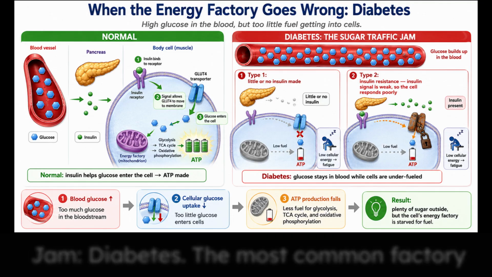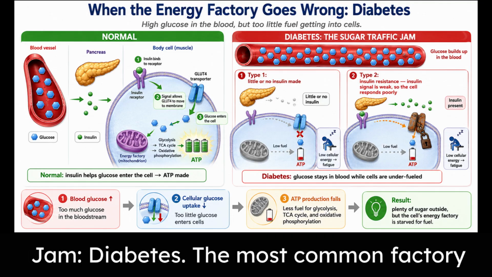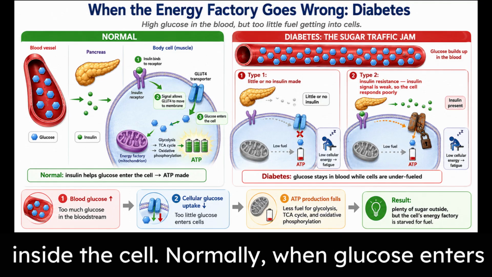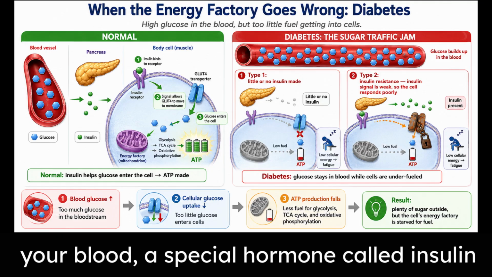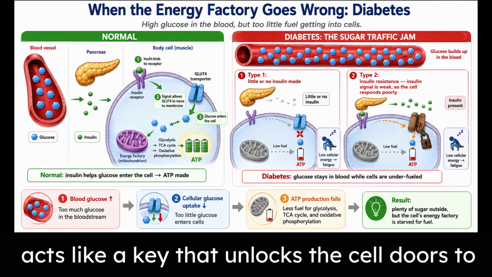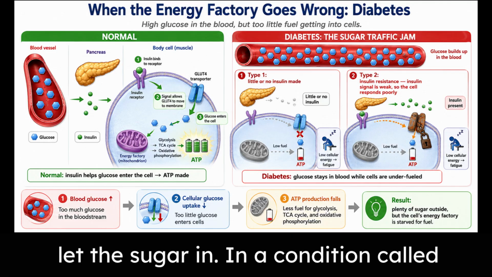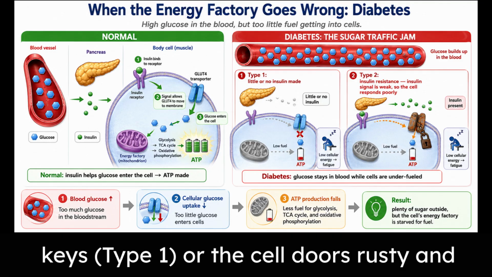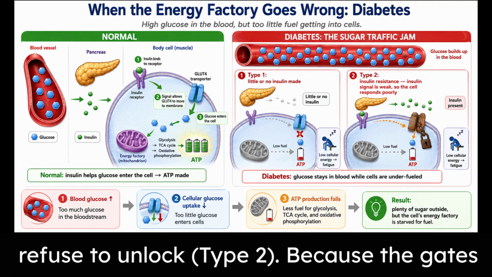The sugar traffic jam. Diabetes. The most common factory error happens before glucose even gets inside the cell. Normally, when glucose enters your blood, a special hormone called insulin acts like a key that unlocks the cell doors to let the sugar in. In a condition called diabetes, either the body doesn't make these keys, type 1, or the cell door is rusty and refuses to unlock, type 2.